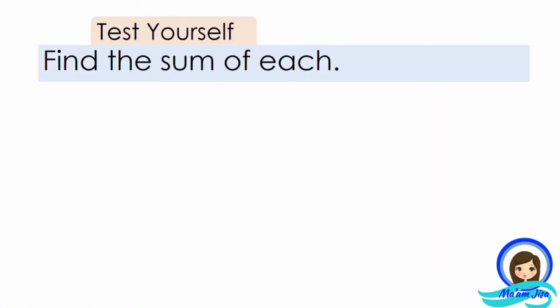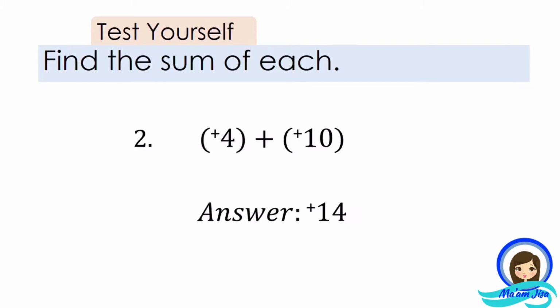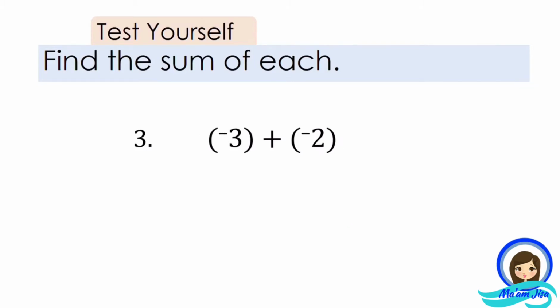Let's practice. Find the sum of each. Number 1. Answer: positive 10. Number 2. Answer: positive 14. Number 3. Answer: it's negative 5 because their common sign is negative. Number 4. Answer: negative 17.